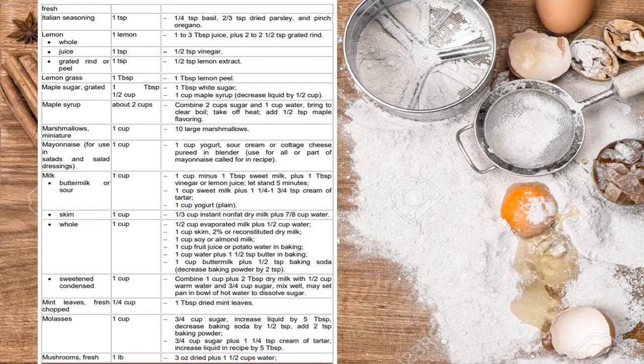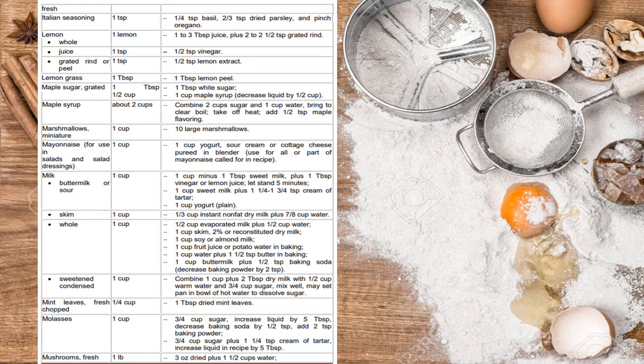Mayonnaise for use in salads and salad dressings, 1 cup: 1 cup yogurt, sour cream or cottage cheese, poured in a blender, used for all or part of the mayonnaise called for in the recipe. Milk, buttermilk or sour, 1 cup: 1 cup minus 1 tablespoon sweet milk plus 1 tablespoon vinegar or lemon juice. Let stand 5 minutes. Or 1 cup sweet milk plus 1 and 3/4 tablespoons cream of tartar, or 1 cup plain yogurt. Skim, 1 cup: 1/3 cup instant dry milk plus 7/8 cup water. Whole, 1 cup: 1/2 cup evaporated milk plus 1/2 cup water.